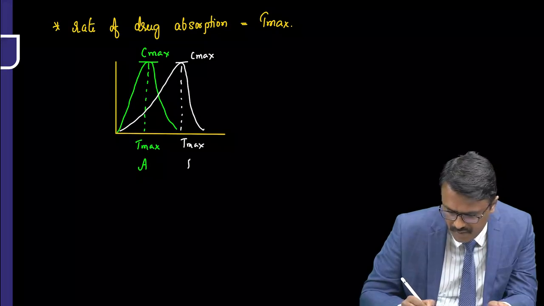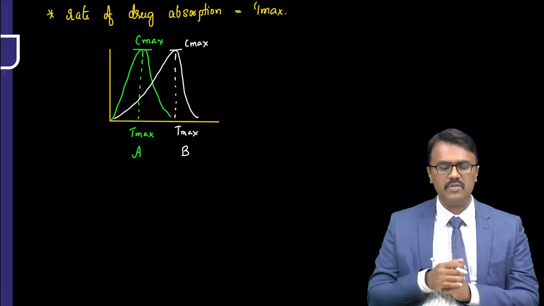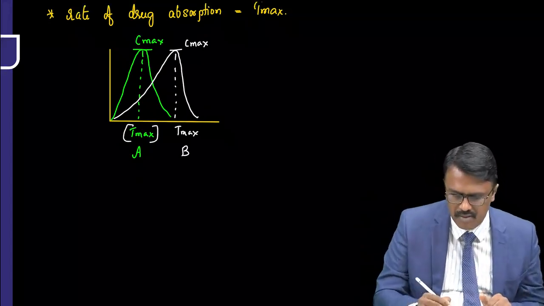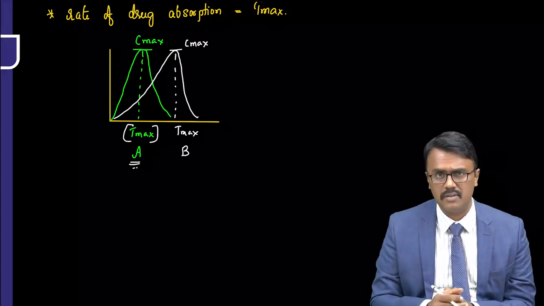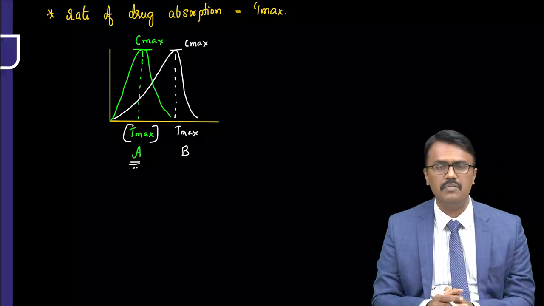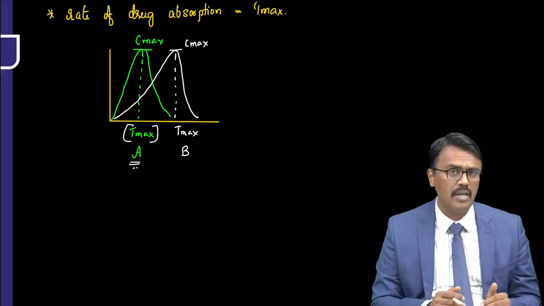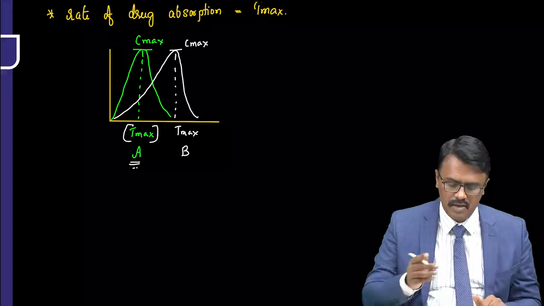This is drug B. Now you tell me from the graphs what do you have here? What is absorbed faster? Obviously the one which takes lesser time, Tmax. So the drug A is absorbed faster. So the major parameter to determine this is Tmax. So if both are given in the options, Tmax and Cmax, if they ask you in the exam what gives us the rate of absorption, obviously, it is Tmax.